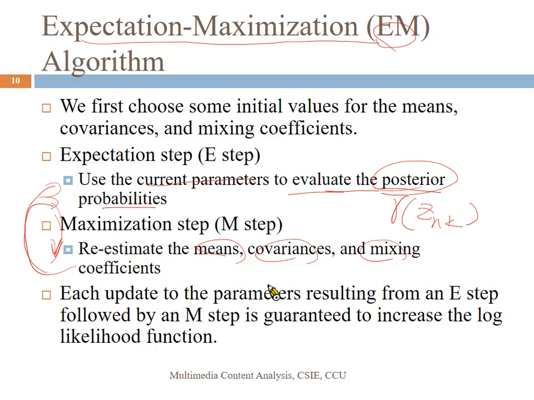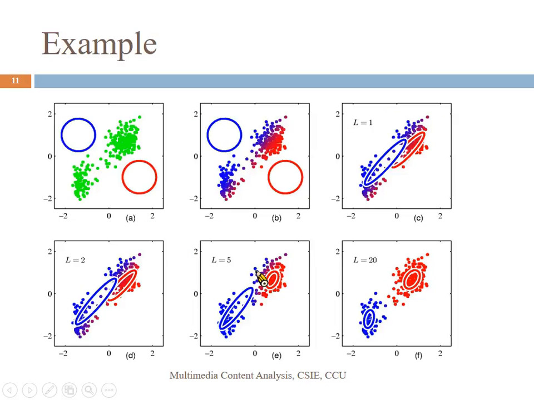So each update to the parameters results from an E step followed by an M step. That is guaranteed to increase the log likelihood function. And the EM algorithm is actually commonly used in optimization when you face a chicken and egg problem. So here are some examples showing how the learning process can learn better parameters to fit the data points.